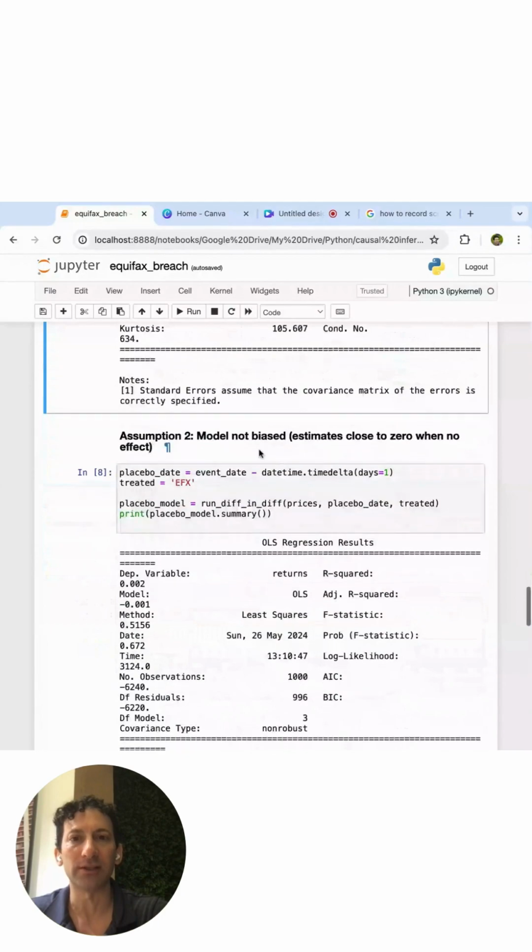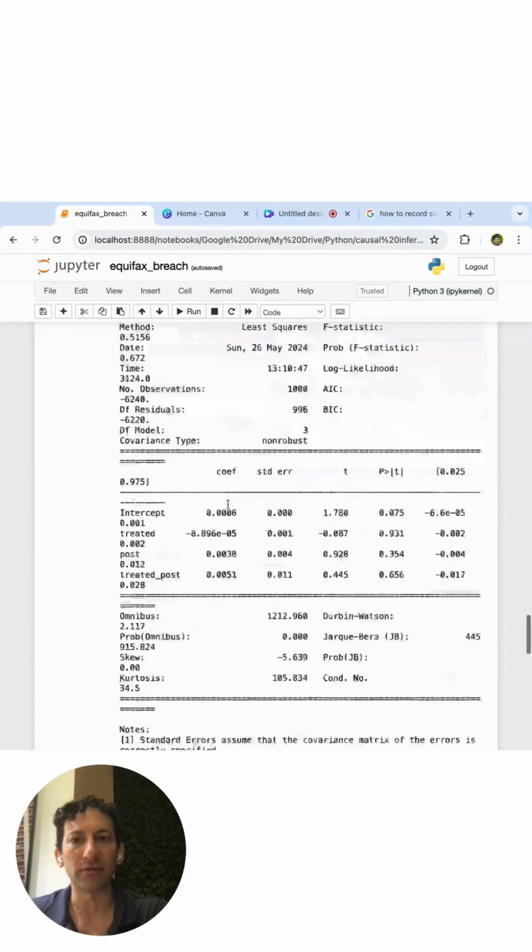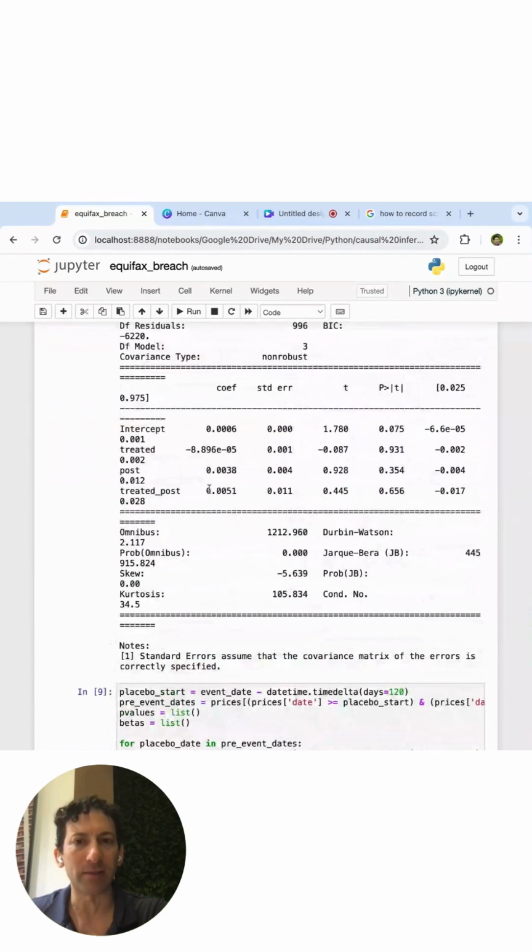Another assumption is that the model is not biased. So if we run the exact same model that we did for real, but we look at periods prior to the event date, the estimates we get from the difference in difference should be close to zero. So I take data that is only prior to the event date and I run the difference in difference. Here's just one example, and you see we get an estimate that is fairly close to zero and with a p-value that is nowhere close to statistically significant. And this is for the day before the breach.